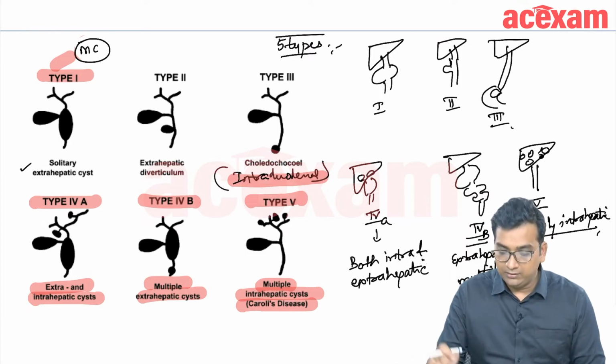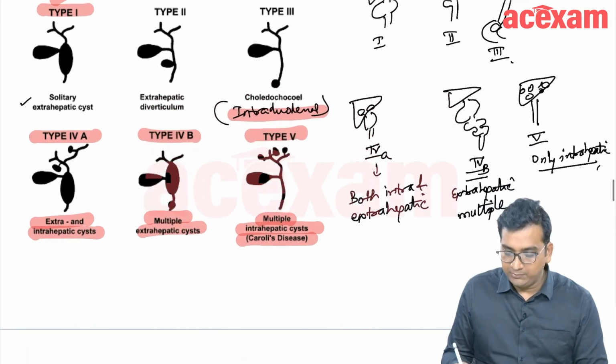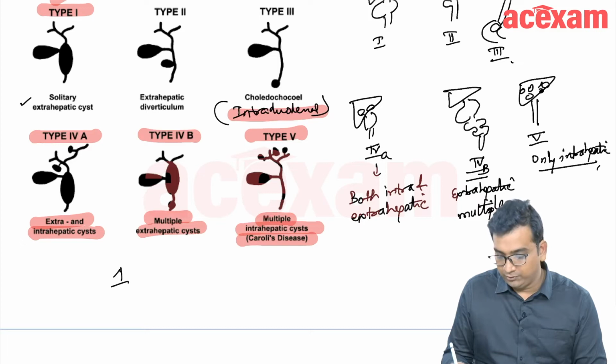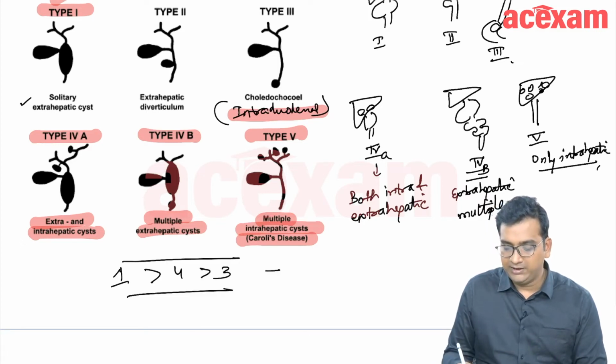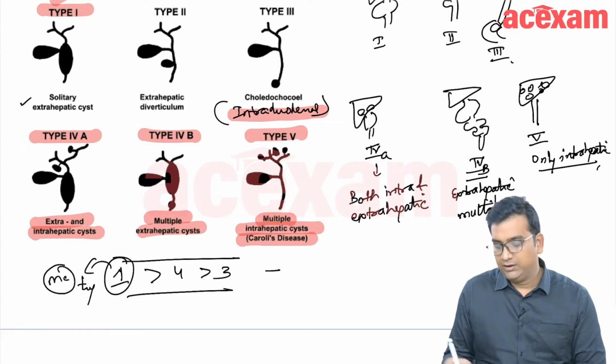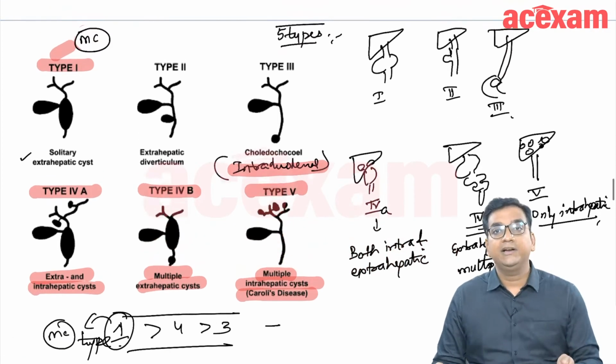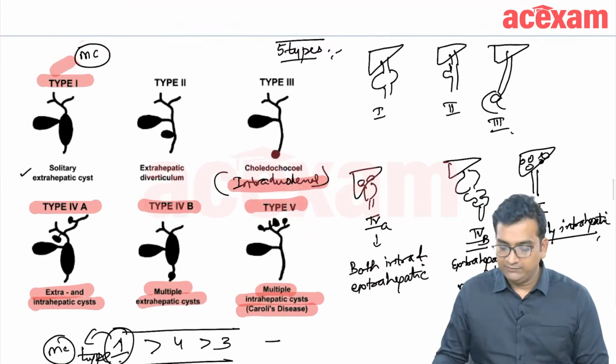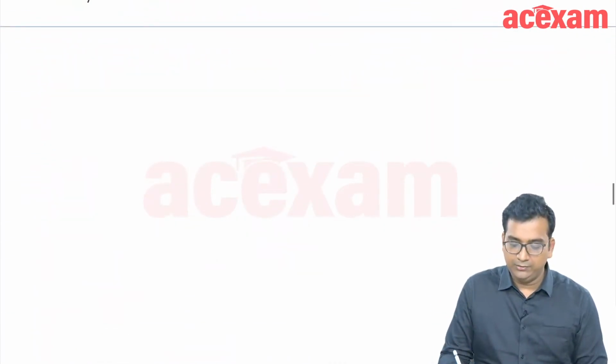Now another question: type 1 is the most common, followed by type 4, followed by type 3. So type 1 is the most common type. Now regarding the treatment, suppose this is a choledochal cyst here.